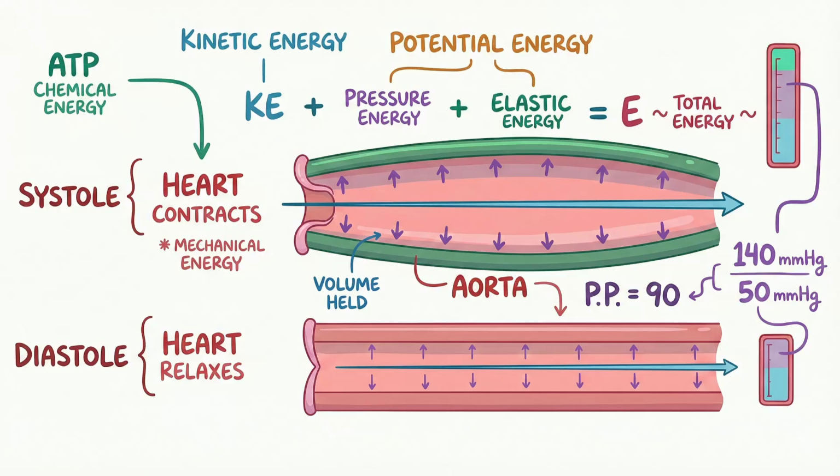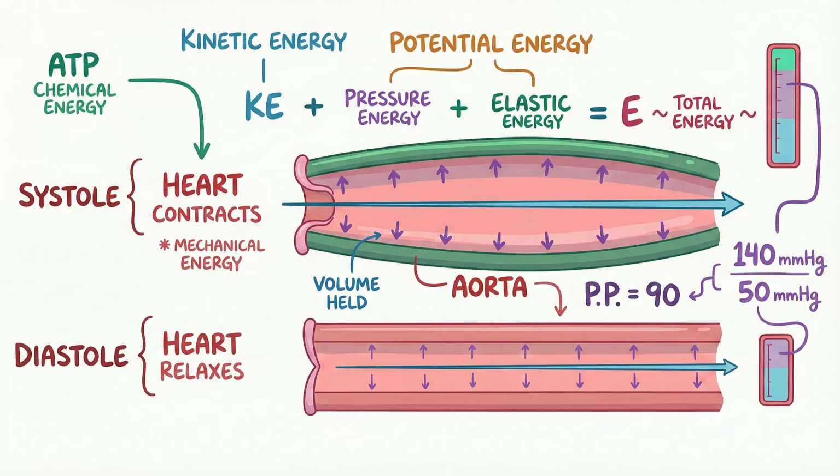Since it's moving blood, it has kinetic energy, but also since it's exerting pressure on the walls of the vessel, it also has pressure energy, a form of potential energy, and the sum of these two is equal to the total energy, E, which we'll represent by this little health bar thing, which is filled with kinetic energy in blue and pressure energy in purple. So let's just say that during this time, that pressure energy corresponds to a pressure of 140 millimeters mercury.